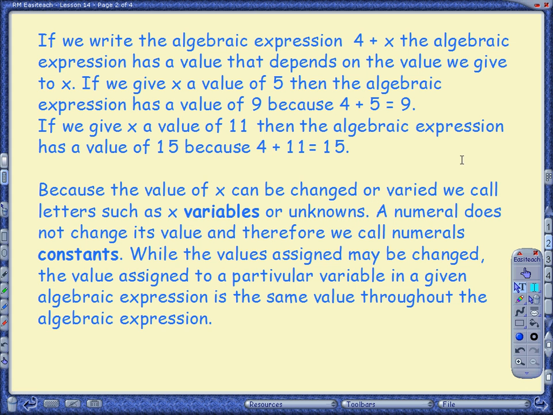Because the value of x can be changed or varied, we call letters such as x variables or unknowns. A numeral does not change its value, and therefore we call numerals constants. While the values assigned may be changed, the value assigned to a particular variable in a given algebraic expression is the same value throughout the expression.